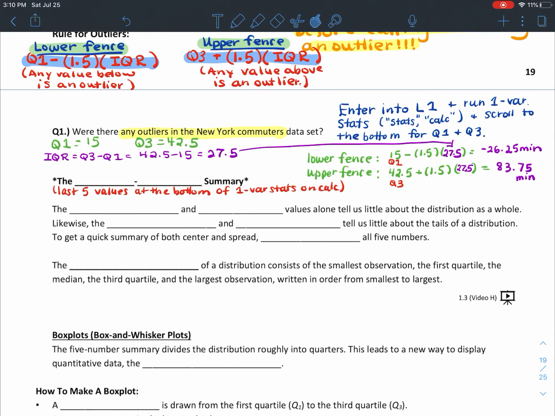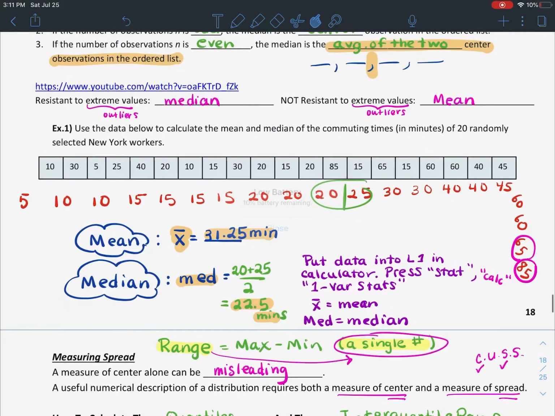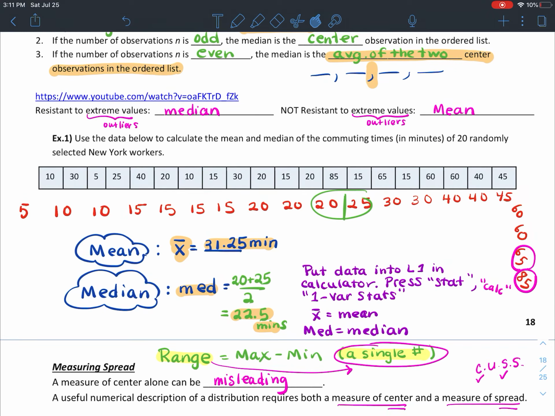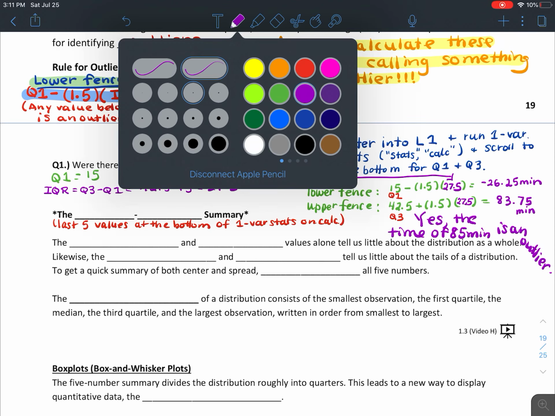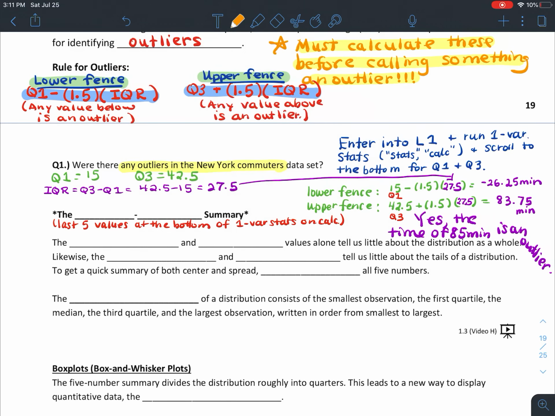So let's go back and see if there were any values bigger than 83.75. I had them rearranged. Right there, 85 minutes to work. It was asking, were there any outliers? We're going to say, yes, the time of 85 minutes is an outlier. All of our work there supports that conclusion, so we are good to go.